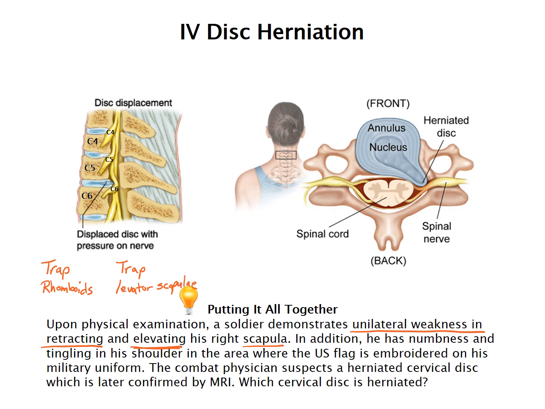Now let's remind ourselves what nerves innervate each of these muscles. The trapezius muscle we know is innervated by cranial nerve number 11, which is the spinal accessory nerve. This nerve is not associated with the cervical region at all because it comes from the brainstem. Since we know that this is a cervical disc herniation, we can rule out the trapezius muscle being affected in this case. That leaves us with the rhomboid muscle and the levator scapulae. You might recall that both of these muscles are innervated by the same nerve called the dorsal scapular nerve.